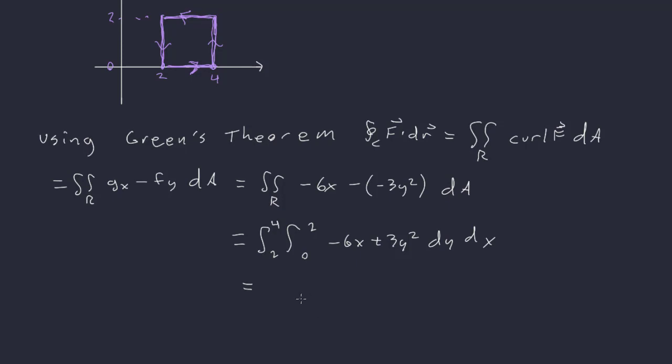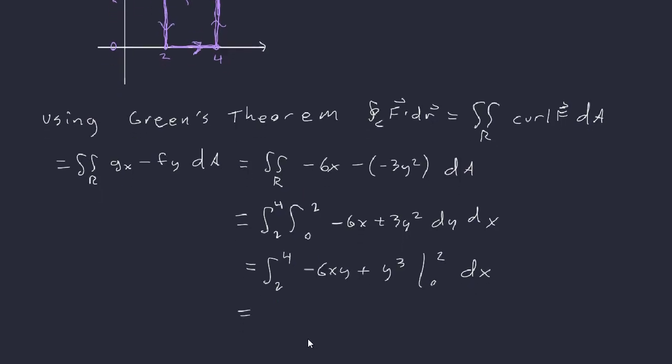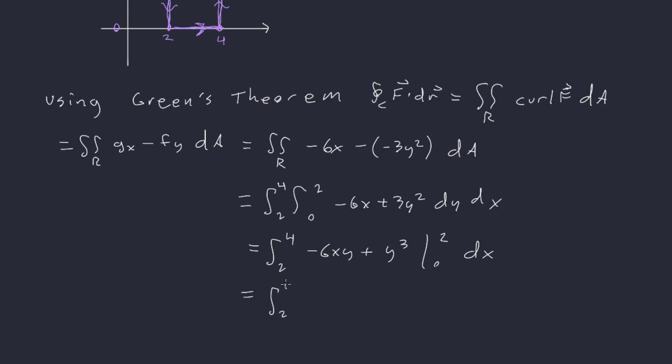So we'll have the integral from 2 to 4 of, now we're integrating with respect to y first, so it'll be negative 6xy plus y cubed, evaluating from 0 to 2. Thankfully the 0 will just cancel away, so really we're just plugging in the 2 to get negative 12x plus 8 dx.